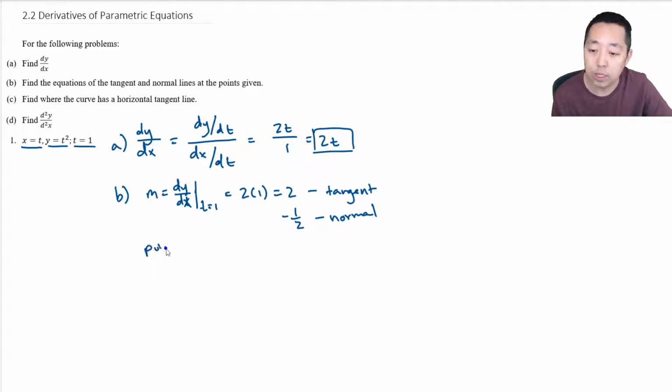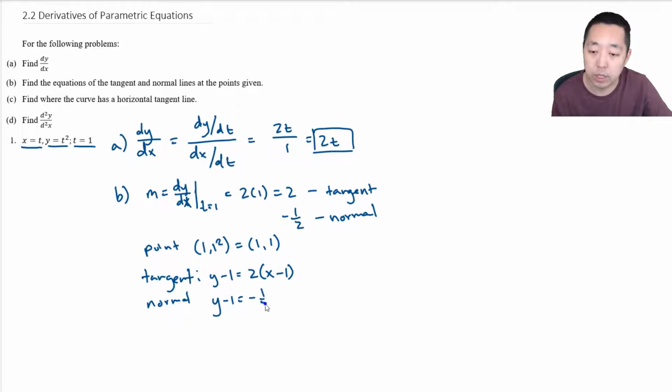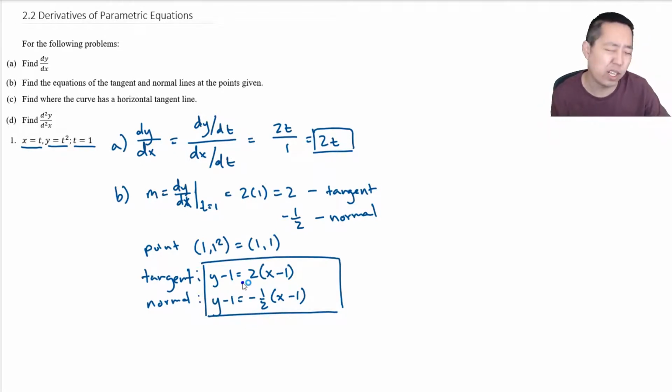Now the point is just x and y at t equals 1. So the point is going to be 1 squared, which is just the point (1, 1). For the tangent line, we're going to use point-slope form: y minus 1 is equal to 2 times the quantity x minus 1. For the normal line, it's the exact same thing, but the slope is different: y minus 1 is equal to negative 1/2 times the quantity x minus 1. Those would be enough. You can rearrange it into slope-intercept form if you want, but this is a perfectly fine form to leave it in.